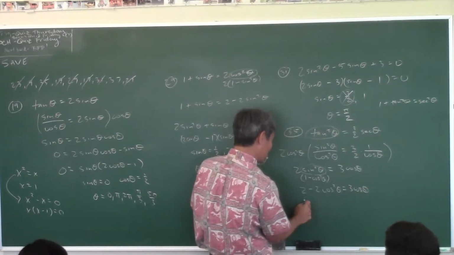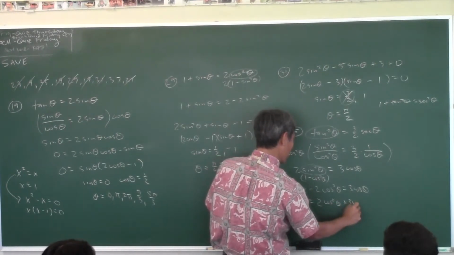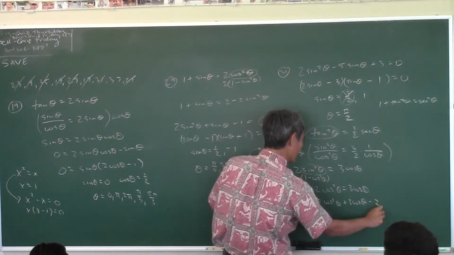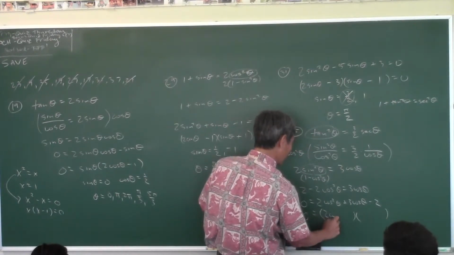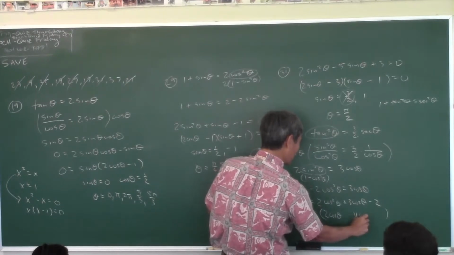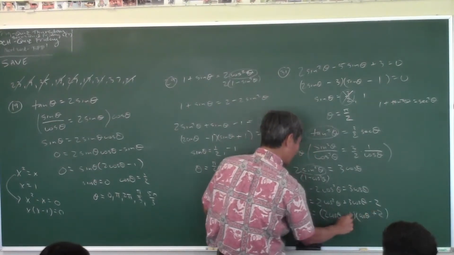It's a quadratic. I just gotta make one side 0. 2 cosine squared plus 3 cosine minus 2, and it should be factorable. Otherwise, I'm not gonna give that problem to you. Unless I do. So, 2 and 1, plus and minus. Did I do that correctly?